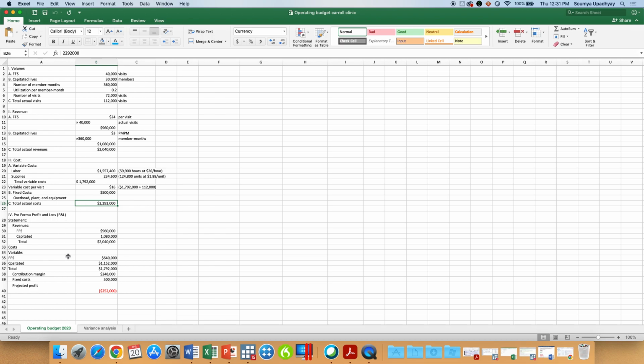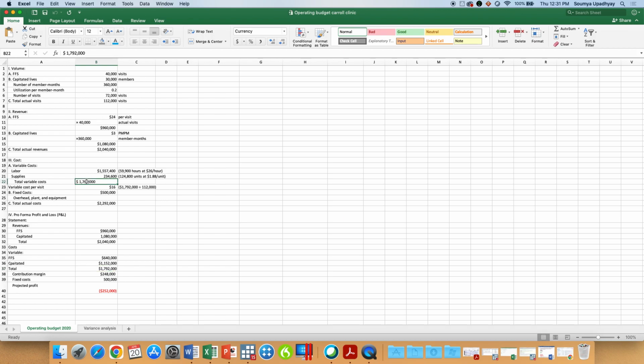So the pro forma profit and loss statement says that the revenues are fee for service, capitated, and total revenues. So the fee for service is $960,000, the capitated is 1.08 million, and that gives us a total of 2.04 million. The fee for service cost is 640,000, capitated is 1.152. So the total is 1.792, which is the same as here, total variable cost.